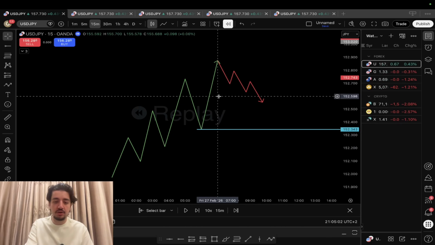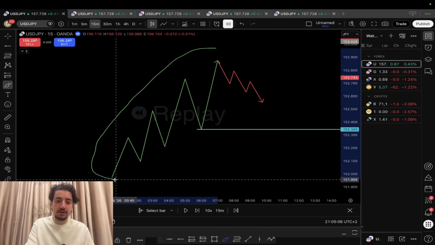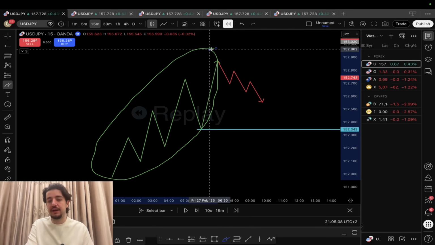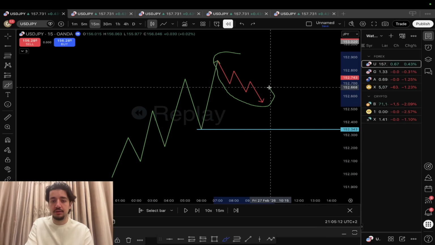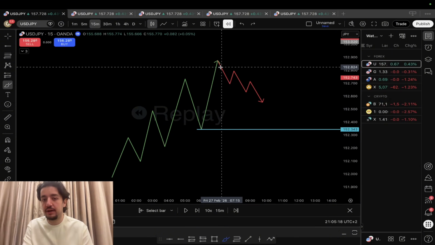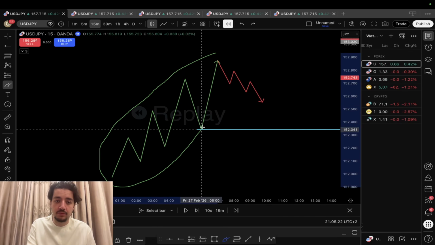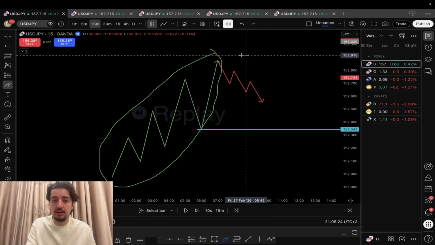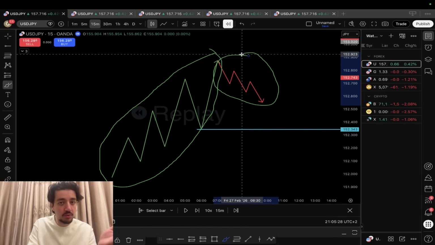Why did I call it internal? Because although in the bigger picture we're in an uptrend, in the smaller picture we're in a downtrend. Ooh, interesting, right? So are we in an uptrend or in a downtrend? I'm gonna tell you this. Externally, we're in an uptrend. Internally, we're in a downtrend. Now, which one do we trade?